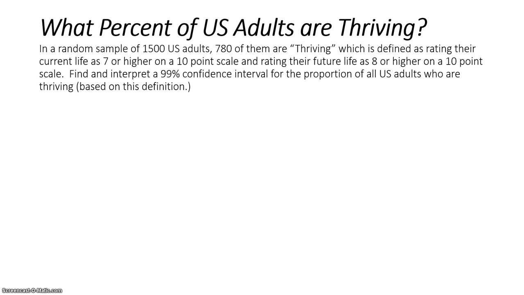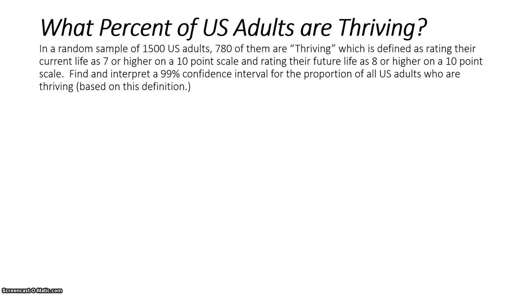So we're going to try to answer the question, what percent of U.S. adults are thriving? In a random sample of 1,500 U.S. adults, 780 of them are thriving, which is defined as rating their current life as a 7 or higher on a 10-point scale and rating their future life as 8 or higher on a 10-point scale. So we want to find and interpret a 99% confidence interval for the proportion of all U.S. adults who are thriving based on this definition.